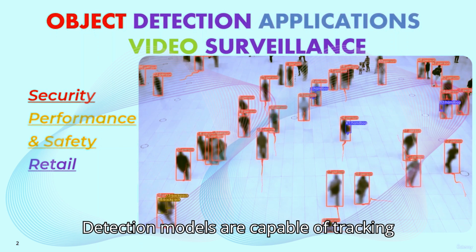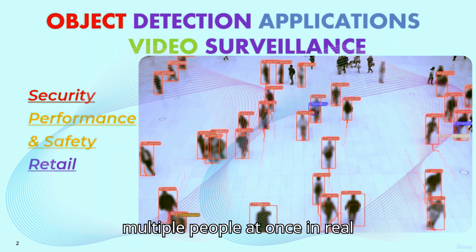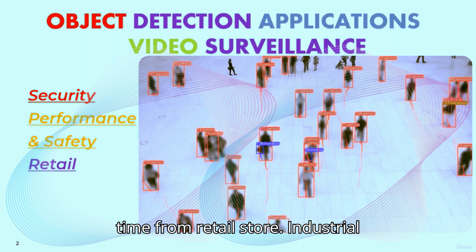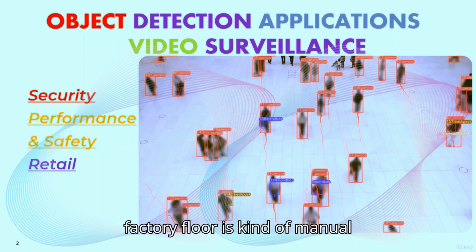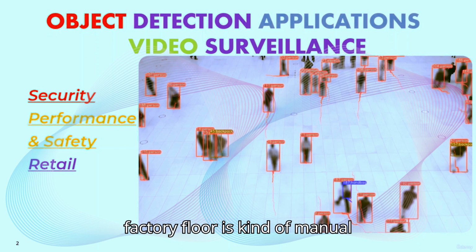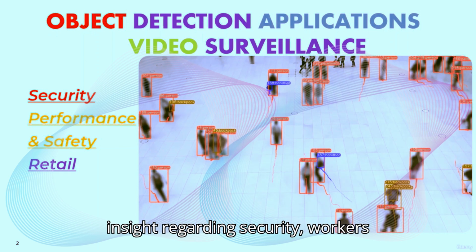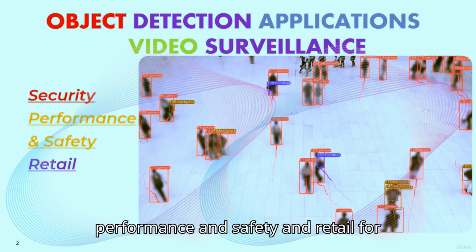Object detection models are capable of tracking multiple people at once in real time, from retail stores to industrial factory floors. This kind of granular tracking could provide invaluable insight regarding security, workers' performance, and safety, and in retail for traffic and more.